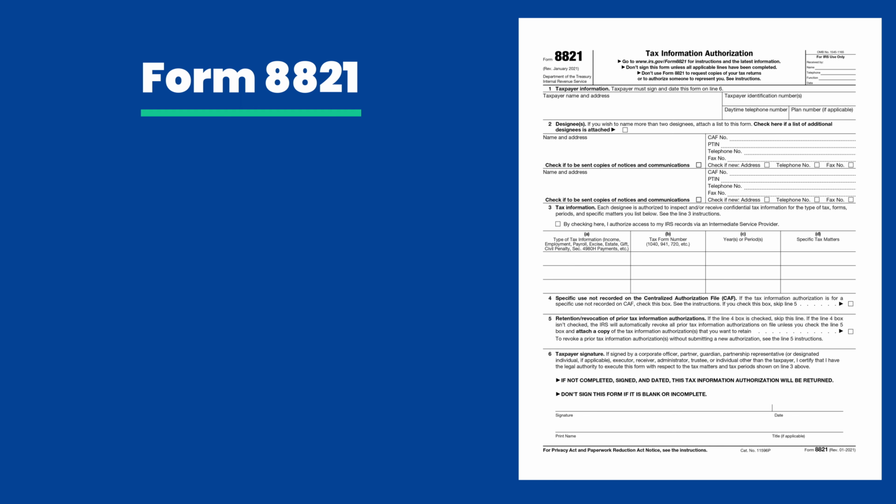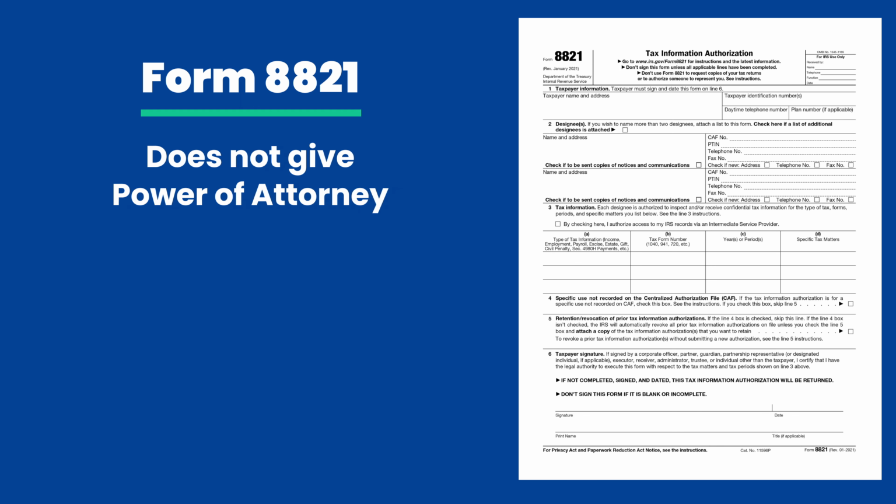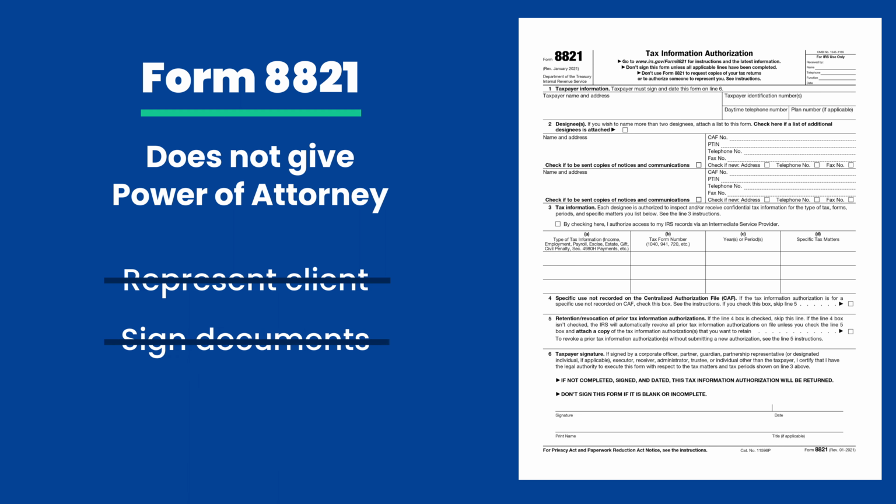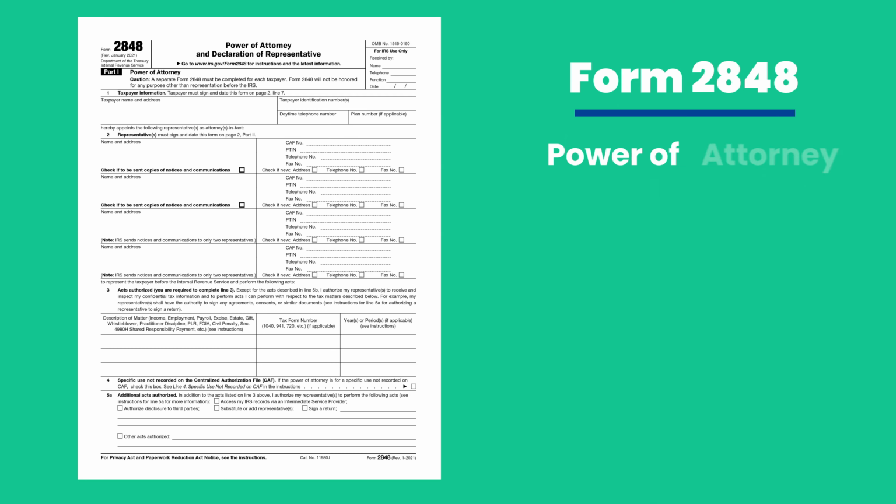Next, let's talk about what Form 8821 doesn't do. Form 8821 does not give you power of attorney, so it's not going to let you represent your client before the IRS, sign documents on their behalf, or negotiate settlements for them. It simply gives you access to your client's information. If you need representation rights, you'll have to file Form 2848, Power of Attorney, instead.